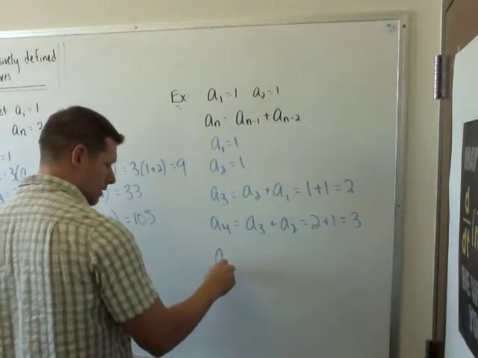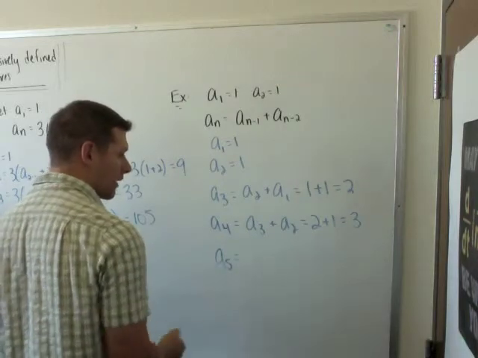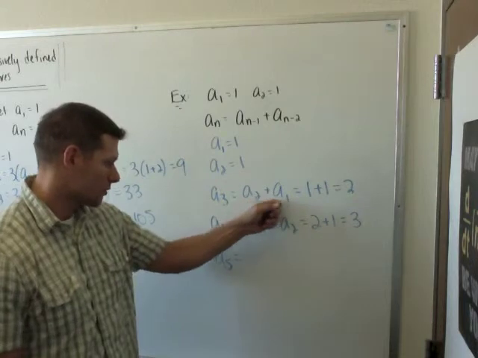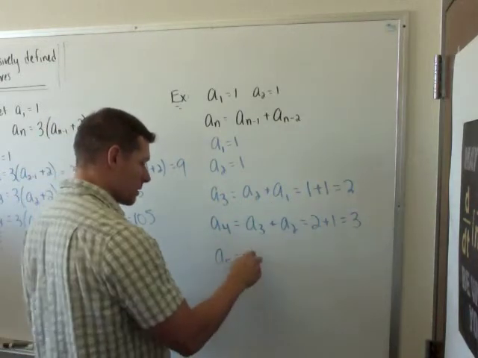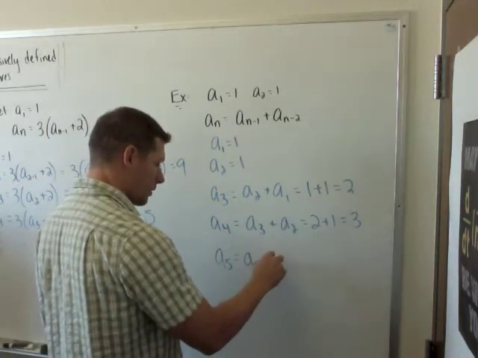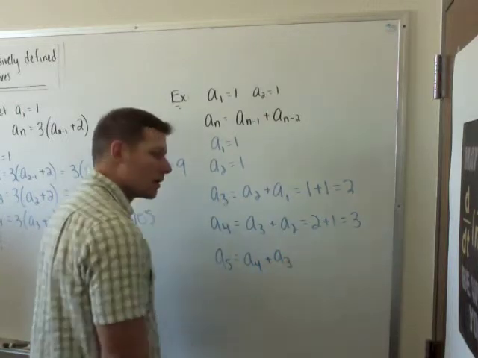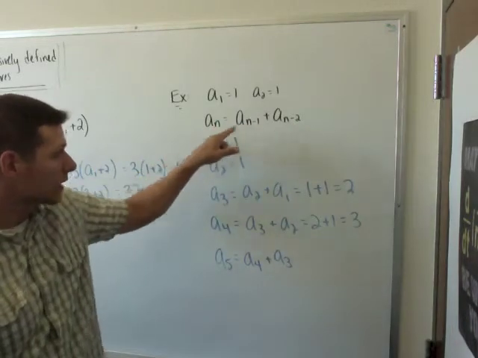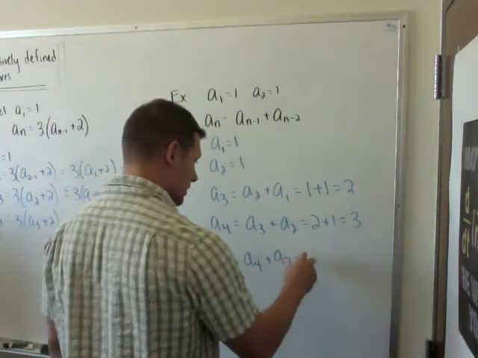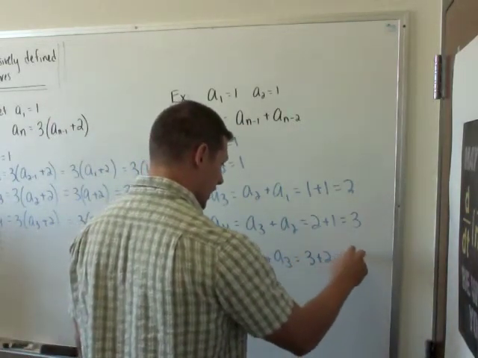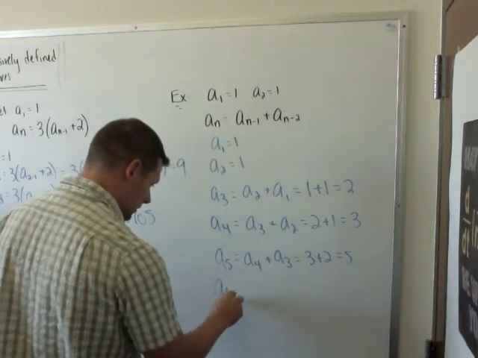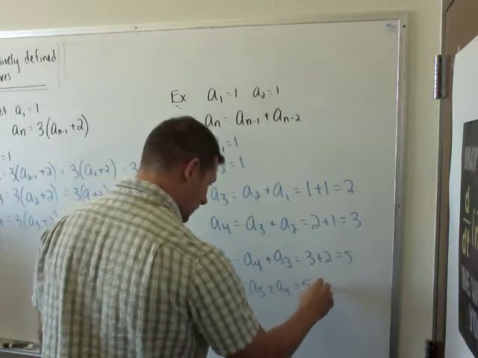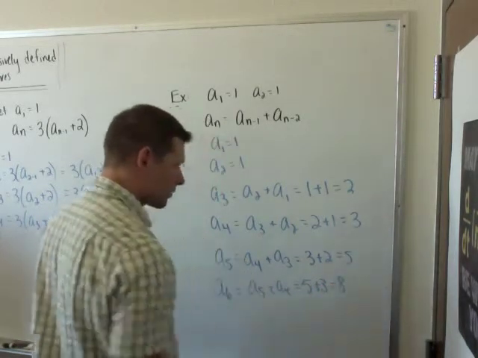All right? A5. Well, let's see if we see the pattern. A4 is A3 plus A2. A3 is A2 plus A1. A5 is going to be A4 plus A3. You're starting to see the pattern, right? Because that's 1 less, and that's 2 less than that guy. So that's going to be 3 plus 2, which is 5. A6 is going to be A5 plus A4, which is going to be 5 plus 3, which is 8.